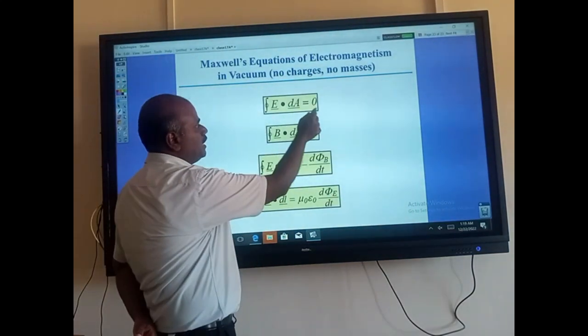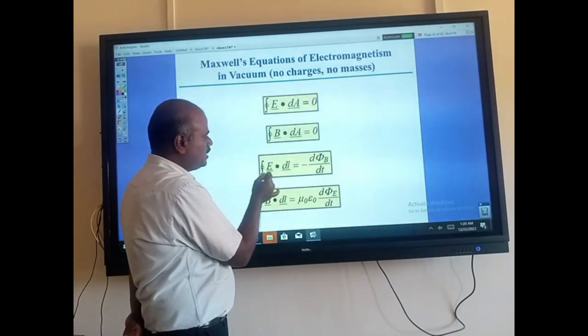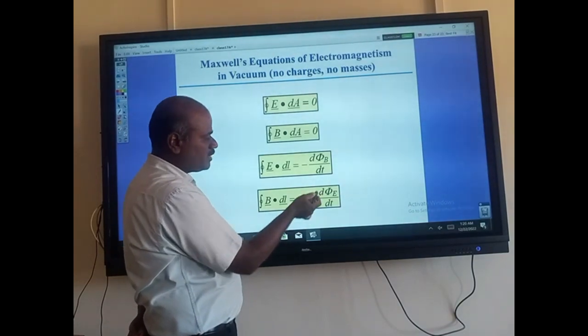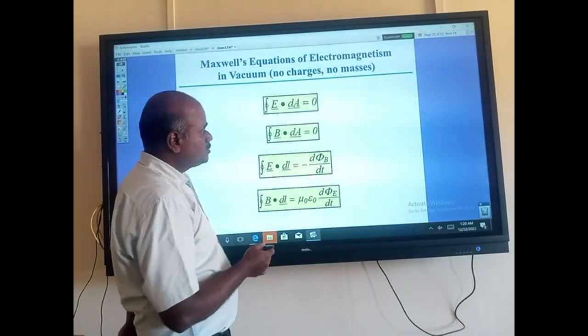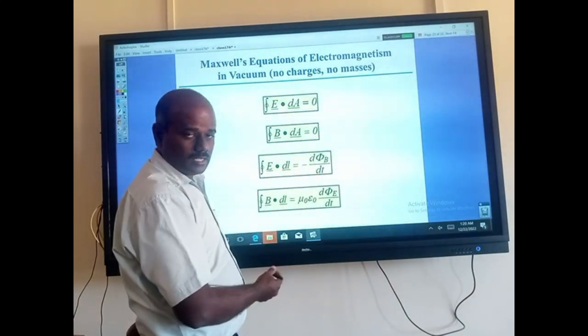The integral of E dot dA equals 0 in free space. The integral of B dot dA is also 0. Then E dot dl equals minus d phi by dt. Then B dot dl equals mu naught epsilon naught d phi_E by dt. So by using these four fundamental theorems, we can write the equivalent differential forms.